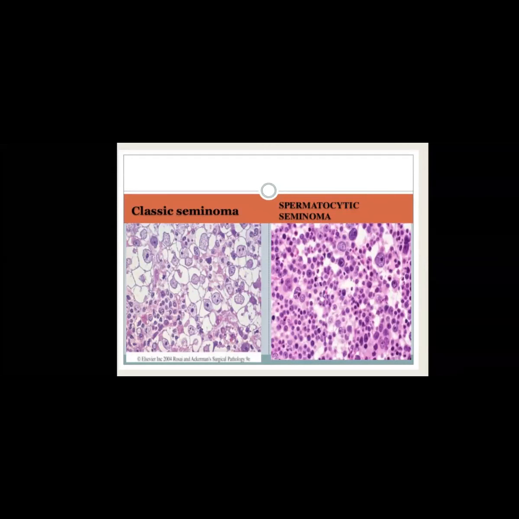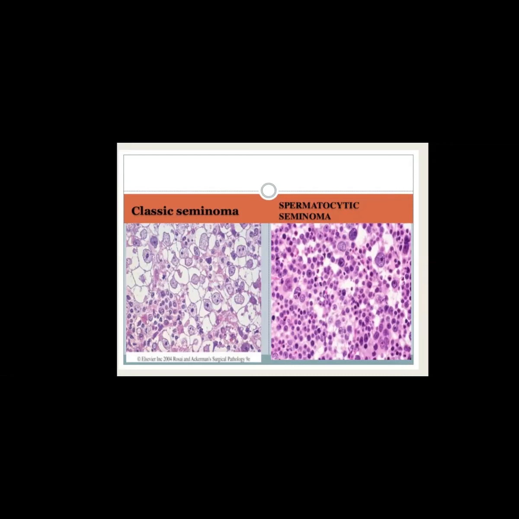Now, coming to the microscopic picture. If you see the classic one, you can see the large polyhedral cells with a centrally placed nucleus, and particularly the lymphocytic infiltration in the intervening fibrous stroma.